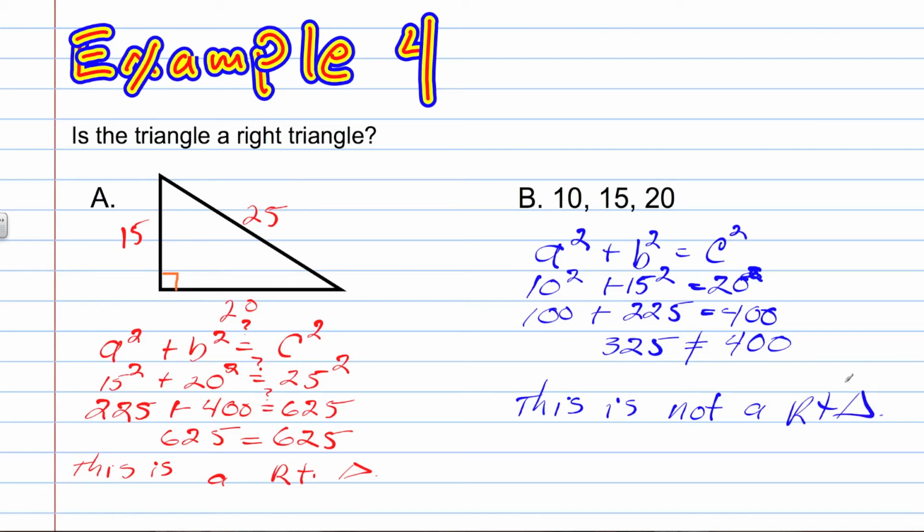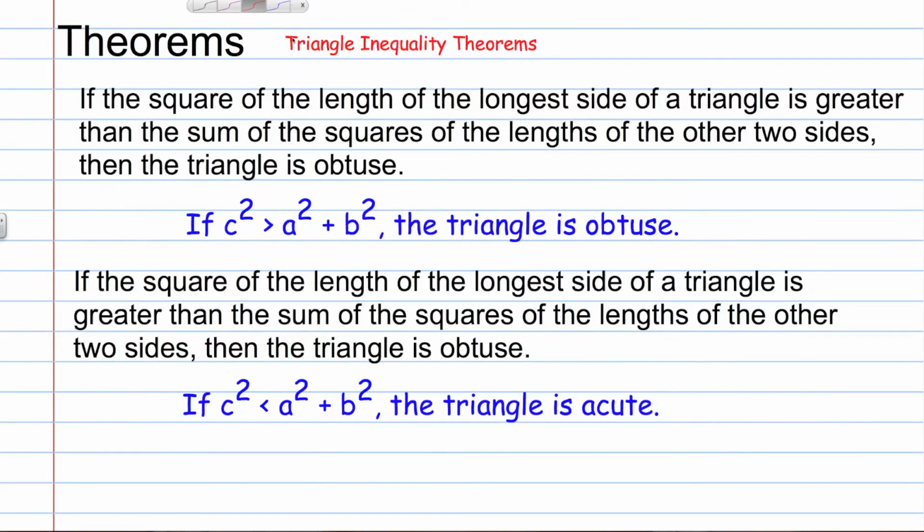So there's using the converse of the Pythagorean theorem to determine if a triangle is or is not a right triangle. The last two theorems of this video lesson are the Triangle Inequality Theorems. Now, the textbook that I work from does not have a special name for them. I give it the Triangle Inequality Theorems because they really are about triangles and involve inequalities.